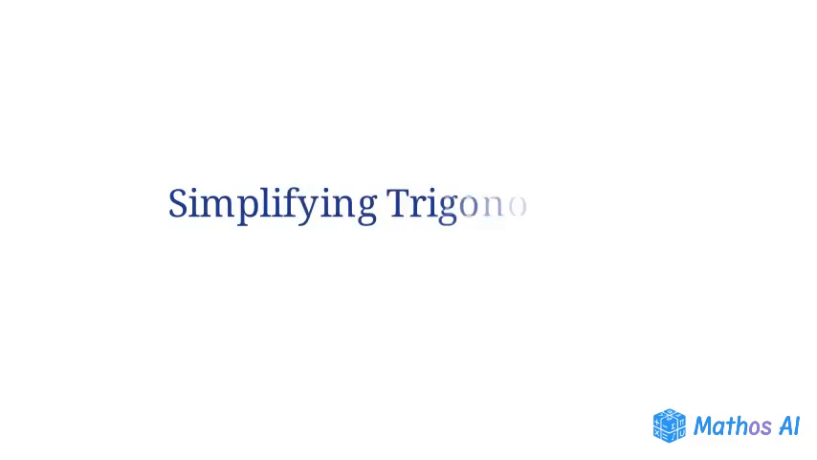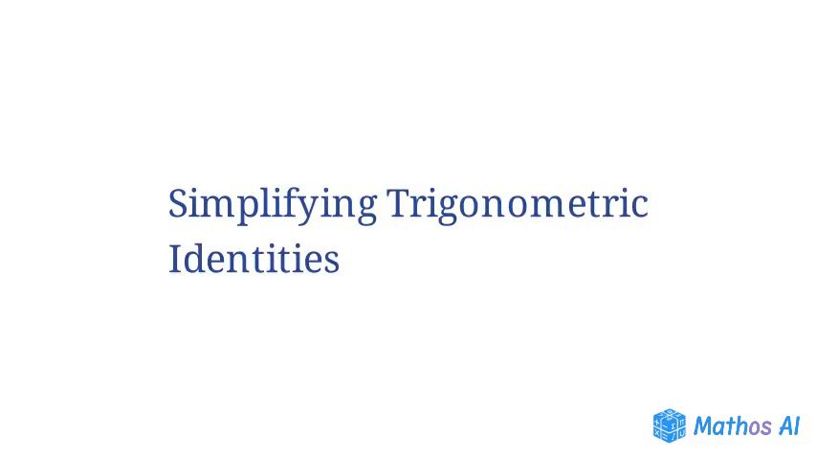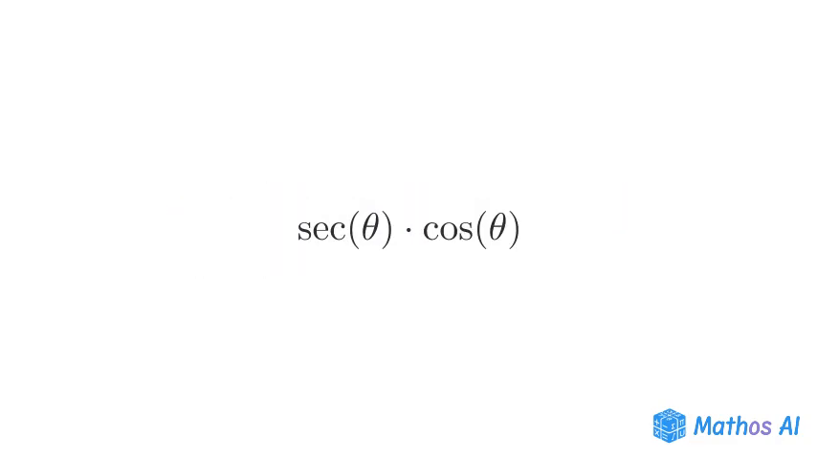Ever wondered how seemingly complex trigonometric expressions can simplify to something incredibly basic? Today, we're diving into the world of trigonometric identities to unravel a classic puzzle, simplifying secant theta times cosine theta.